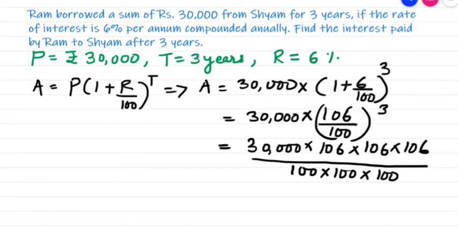See here, you can cancel zeros. 2 zeros cancel from here and 2 zeros from here, again 2 zeros from here and 2 zeros from here. So you are left with 106 into 106 into 106 into 3 by 100. Let us quickly find out what is the value of 106 into 106.